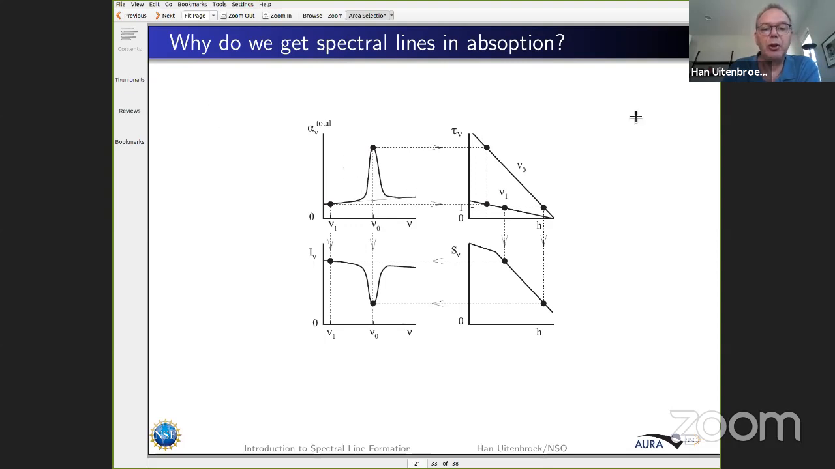So this is a bit of a complicated diagram, but if you follow all the steps, you can see that this strong variation in opacity in combination with a source function that decreases with height gives us an absorption line. Because in the line core, we sample a lower temperature where the source function is lower than in the continuum, where we look deeper into the atmosphere and therefore see a higher temperature.